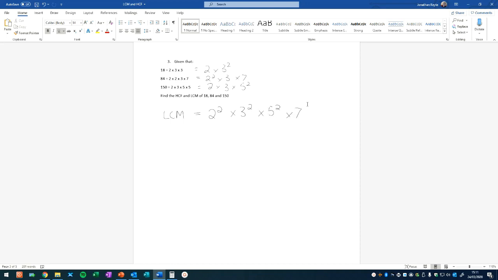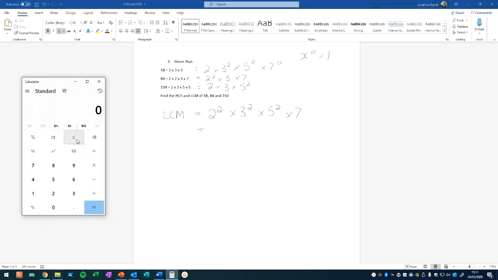And even though the others don't have 7, you could think of them as having, for example, 5 to the 0 times 7 to the 0, because anything to the 0 is just 1. If you know from your indices, x to the 0 always equals 1. So anyway, back to LCM. This would equal, let me just do a quick calculation. So 2 times 2 times 3 times 3. Sorry, I have a bit of a basic calculator, so it takes a while. Oh no, it's made a mistake.